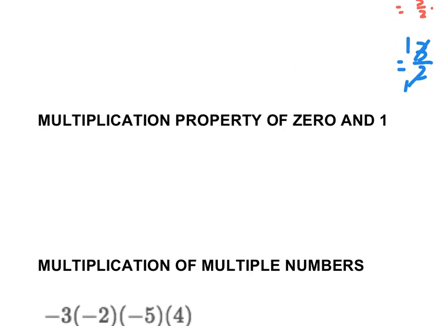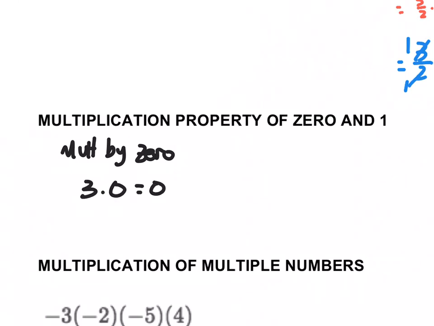If we multiply any number by 0, then what's going to happen is, say I take 3 times 0, it's going to give me 0. So multiplying by 0 always gives you 0. If I take 7.1563 and multiply it by 0, it's going to give me 0.